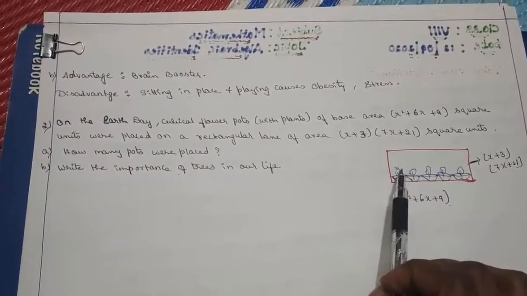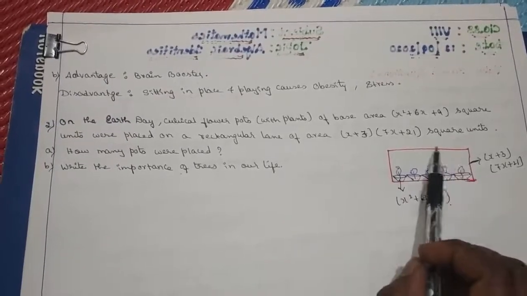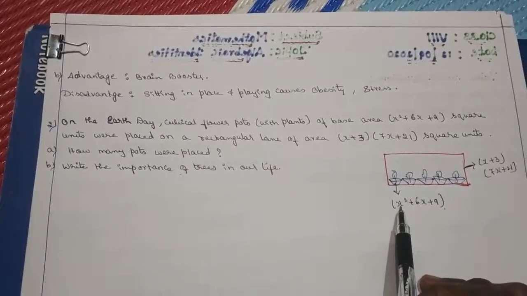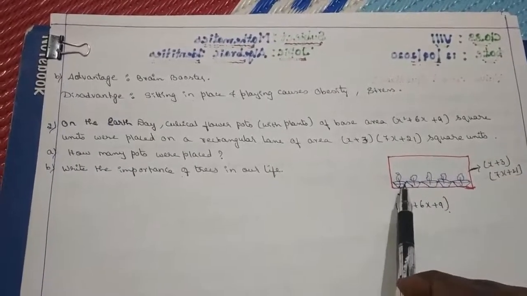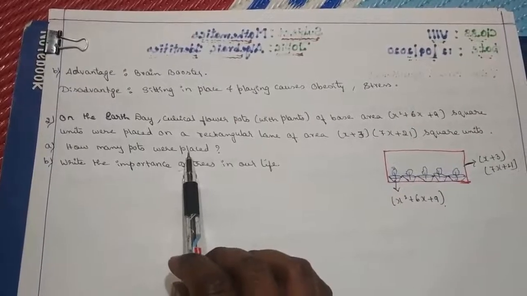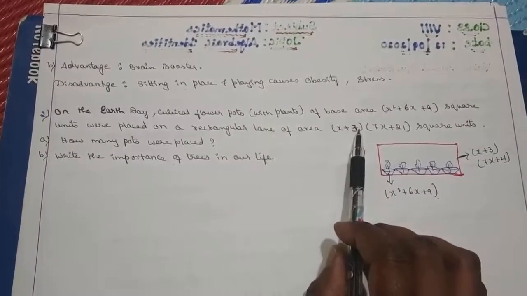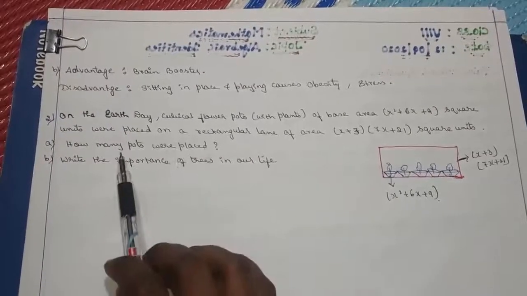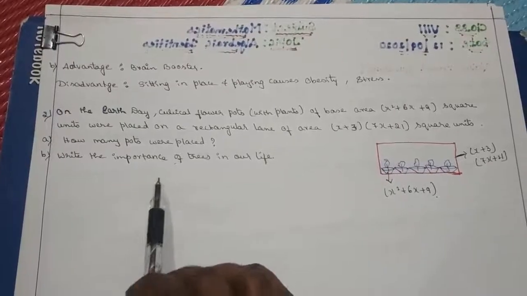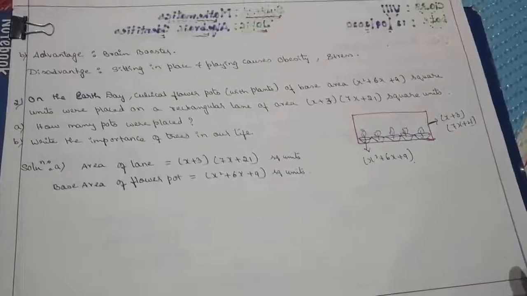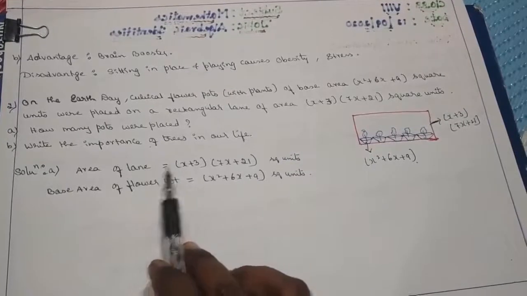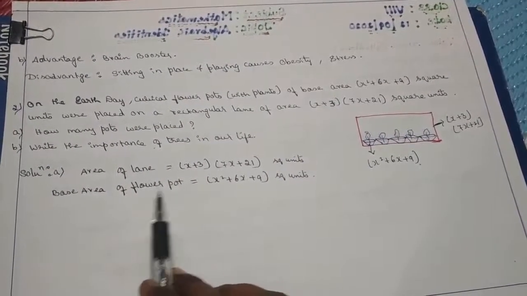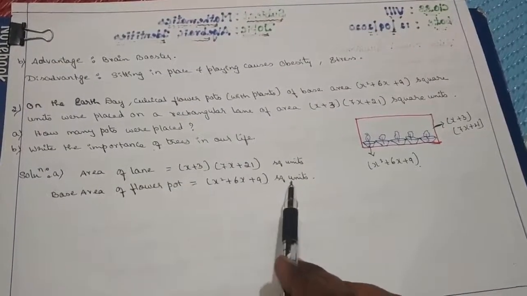Okay, so here area of rectangular plot is greater than area of the base of the flower pot, right? So here to find how many pots, we can take the total area and divide it by the area of each pot, then we'll get the number of pots that can be placed in the given area. So area of lane equal to x plus 3 into 7x plus 21. Then base area of flower pot equal to x square plus 6x plus 9 square units.